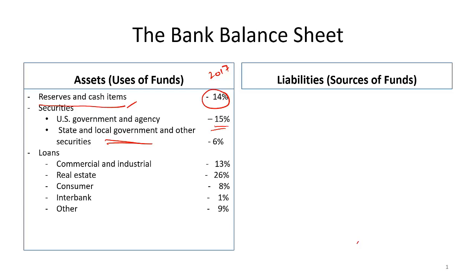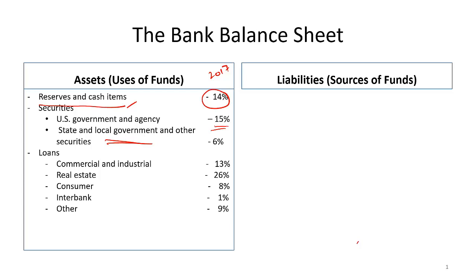Now mind you, loans are an asset for a bank because every time a bank lends out money, it is getting a return on it based on the interest being paid. The most important forms of loans for a bank are commercial and industrial loans and real estate loans. Commercial and industrial loans account for about 13% of the bank's assets, and real estate, which is perhaps the most important one, around 26%.